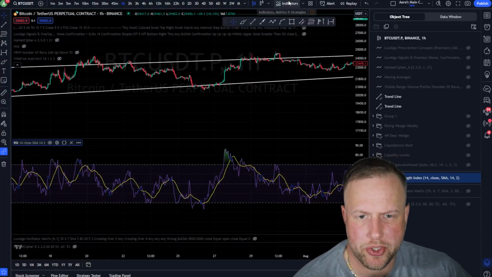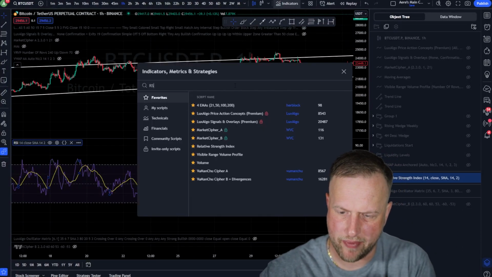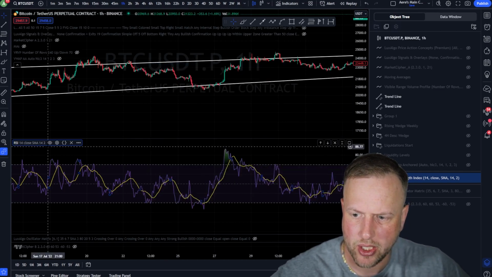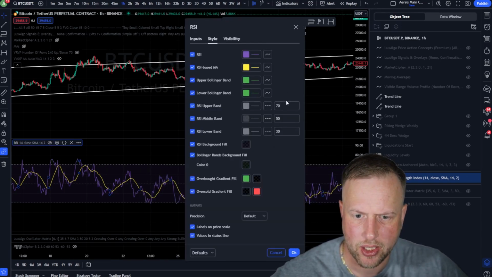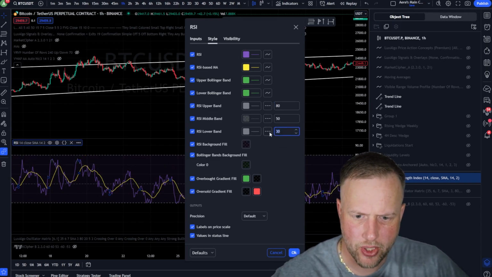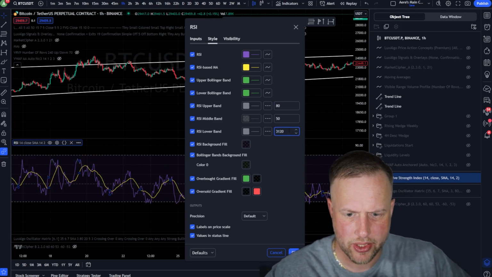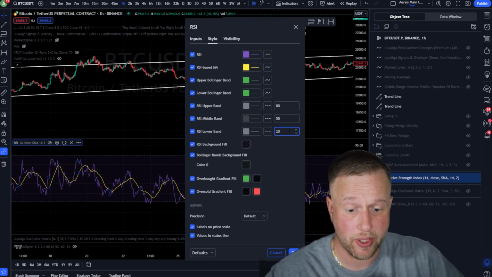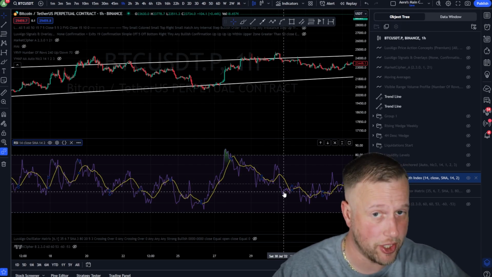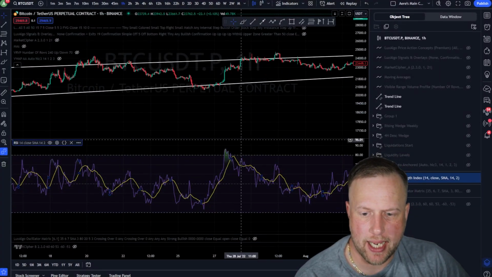So what you want to do is go to indicators, make sure you have that RSI, relative strength index, favorited, put it on your chart. Then I want you to go into the settings here. And I want you to turn the RSI upper band to 80, the lower band to 20. And the reason I do that for crypto is because crypto is more volatile than traditional stocks. It just is. So there's 2 things I want to talk about here.